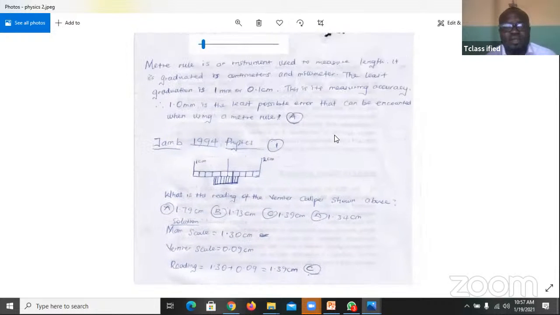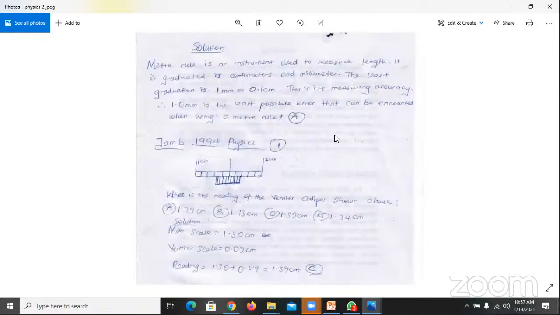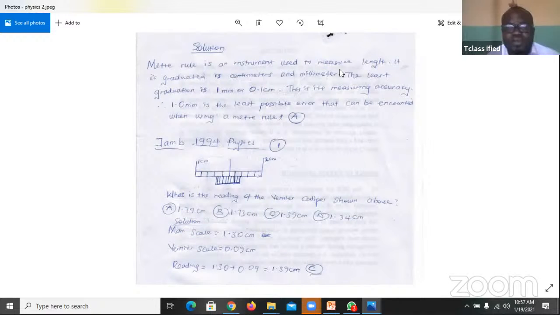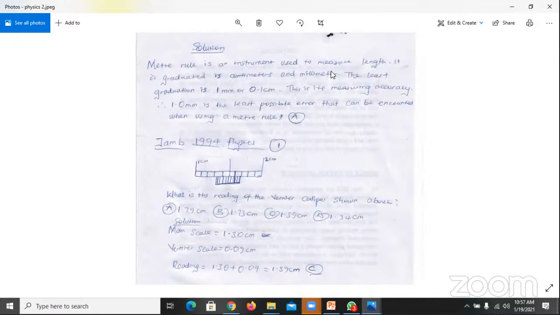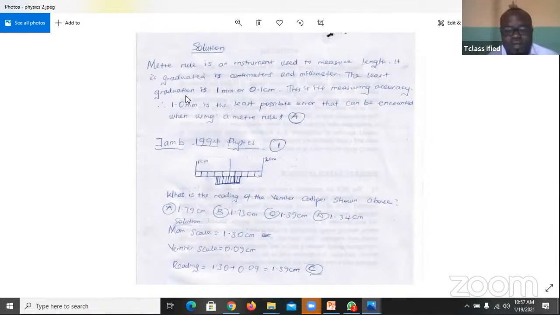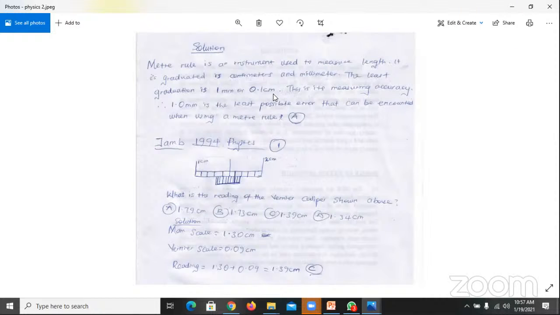Can you see my screen? Yes, sir. A meter rule is an instrument used to measure. Are you seeing it? Yes, sir. Good. So this is the answer to the question that is asking you what's the degree of accuracy for a meter rule. A meter rule is an instrument used to measure length. It is graduated in centimeters and millimeters. The least graduation is 1 millimeter or 0.1 cm. Is that what you have in your notes?